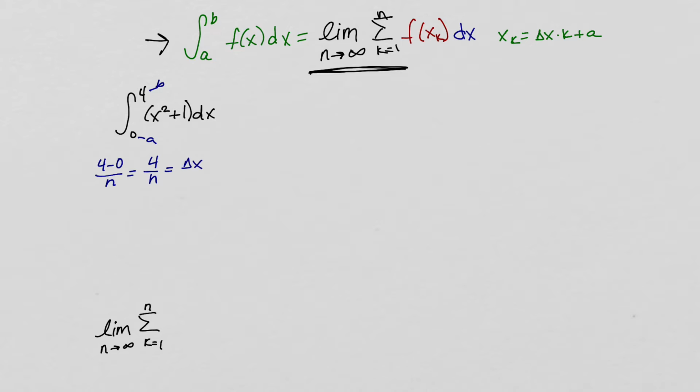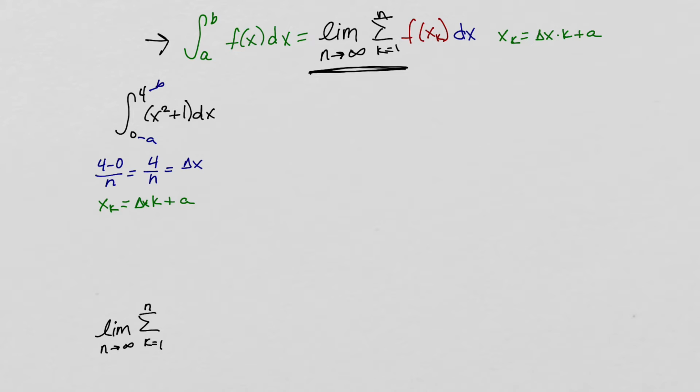Okay. The next thing we need to figure out is what's x sub k. So x sub k helps us figure out the endpoint of one of our Riemann sums, so we know what we're plugging in to the function to find the height. So in order to find x sub k, we need to know delta x. We're going to multiply it by k, and k is going to stay k, and we're going to add a.